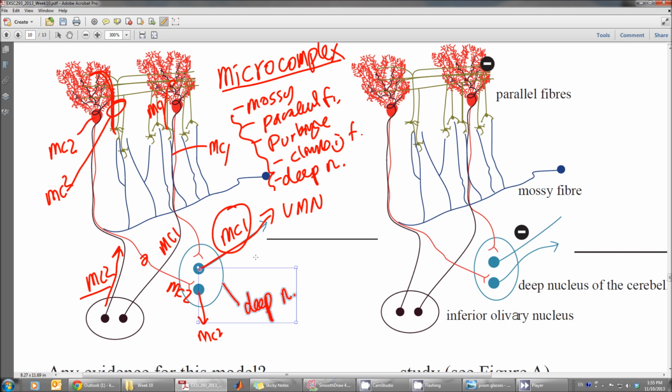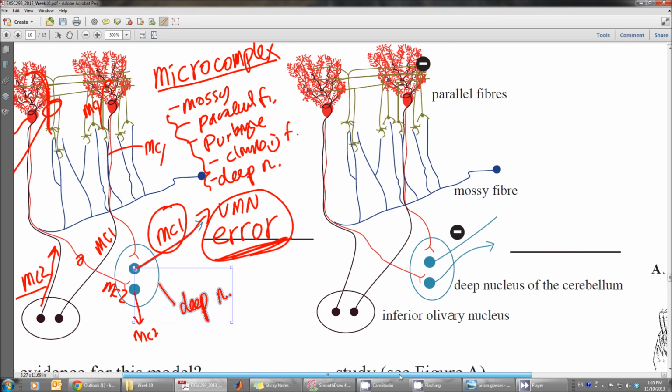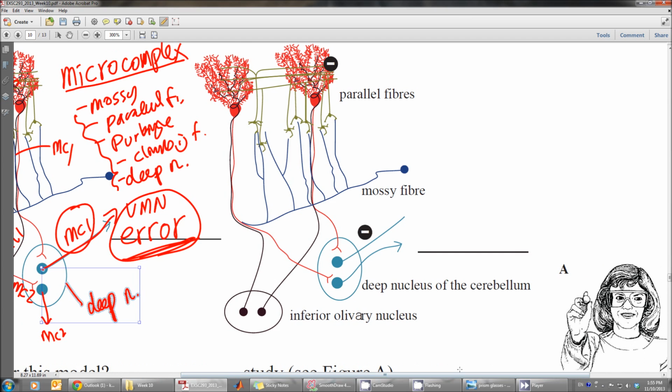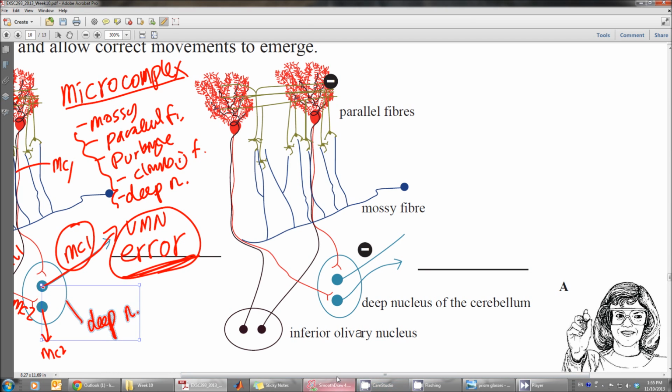activate the upper motor neuron, contracting the muscle as a result. But this is creating the error. Let's say this has created the error. What happens next is the microcomplex 1 climbing fiber will be activated, detecting that this movement has created the error. So this MC1 climbing fiber will be activated, delivering the error signal.